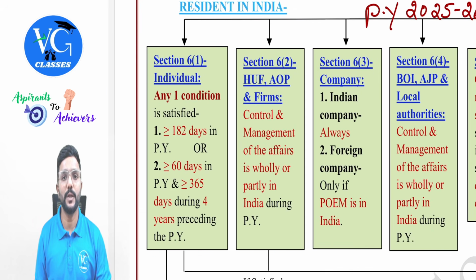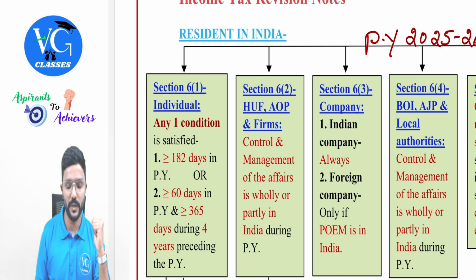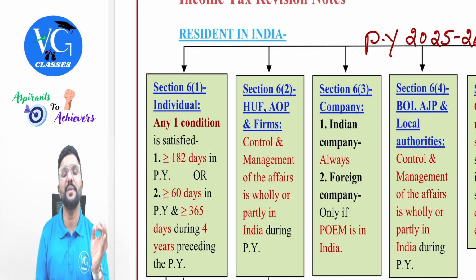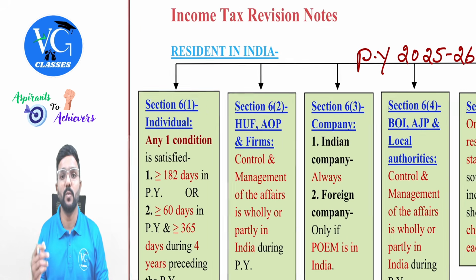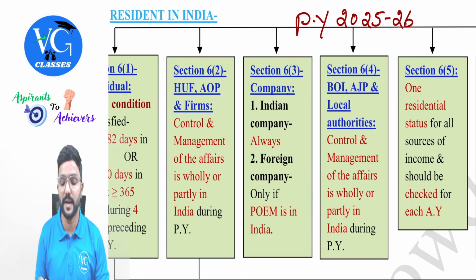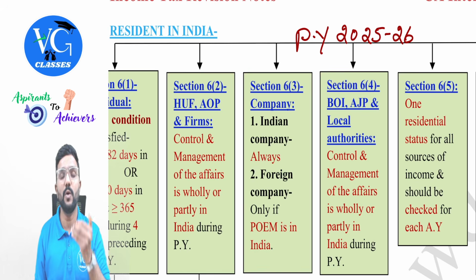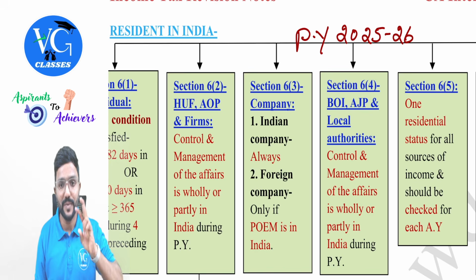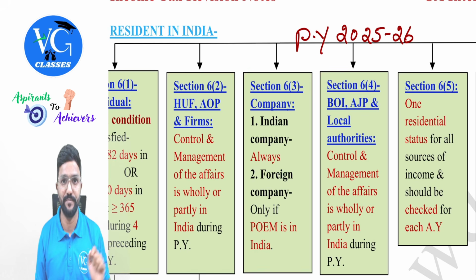So as I told, there are two basic conditions given in section 6 subsection 1, guys. What are those? First, an individual should be in India for a total period of 182 days or more during previous year. Sir, previous year means what is the previous year applicable for your exam? It is 2025 26, guys. So we need to count how many days he or she was in India during the previous year. Yes, and while counting, the date of arrival as well as the date of departure is considered to be in India irrespective of the time.